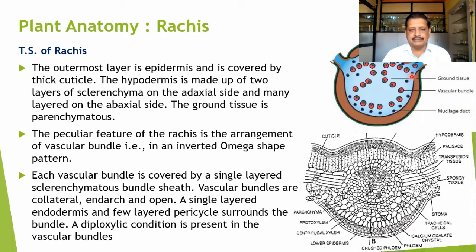Each vascular bundle is covered by a single layered sclerenchymatous bundle sheath, and the single layered endodermis and the few layered pericycle also surround the vascular bundles inside. This diploxylic condition is present in the vascular bundle. These vascular bundles are considered as collateral, endarch, and open type of vascular bundles. So these collateral vascular bundles can be observed in the rachis.